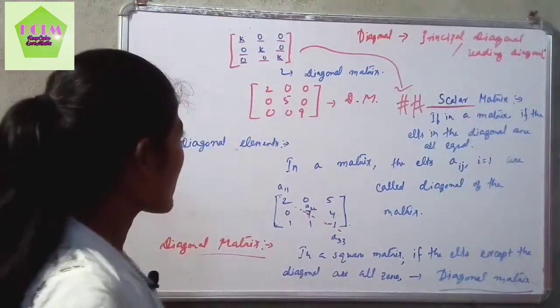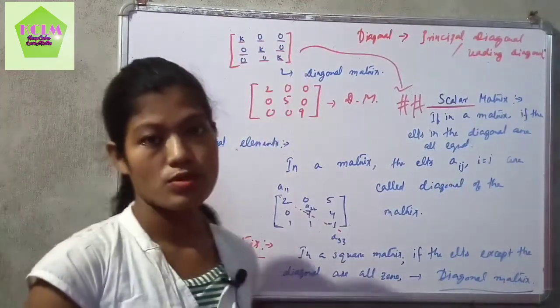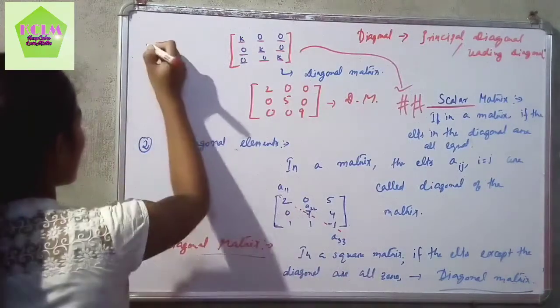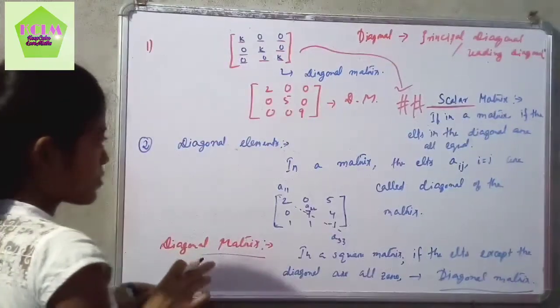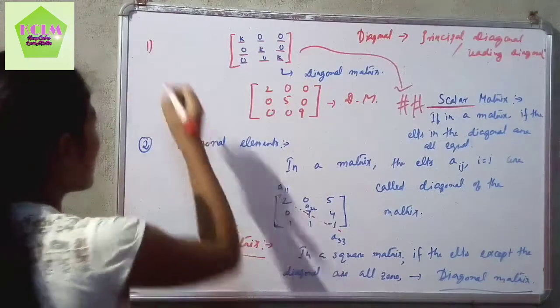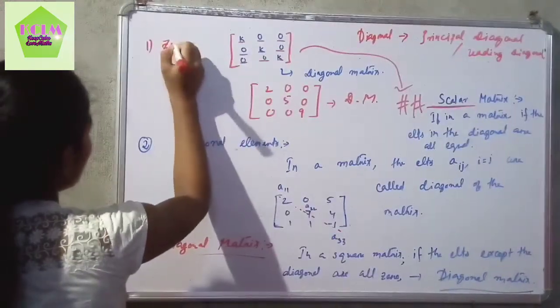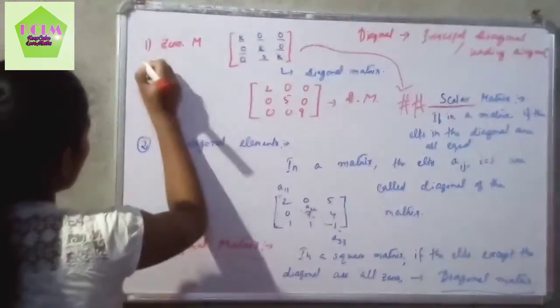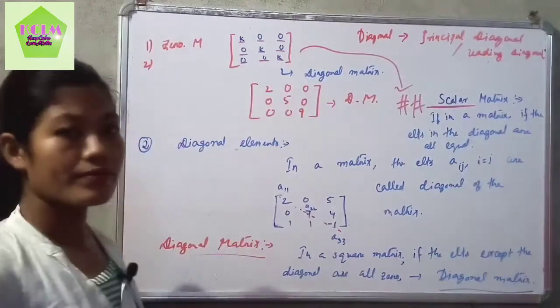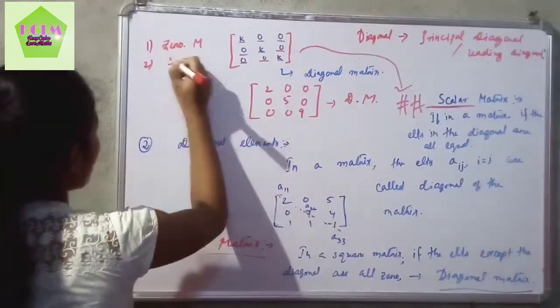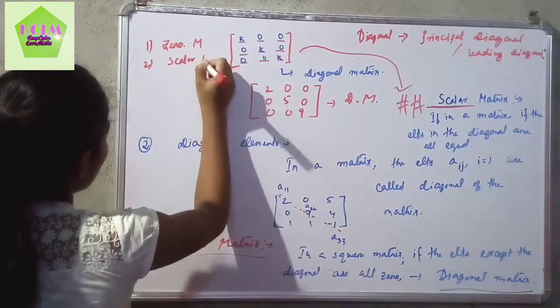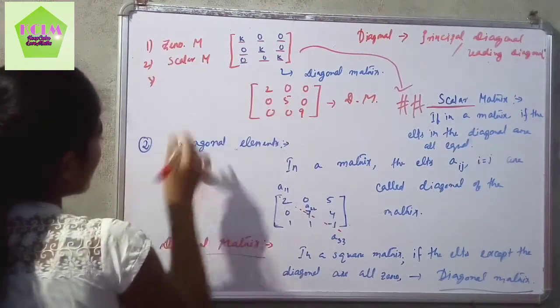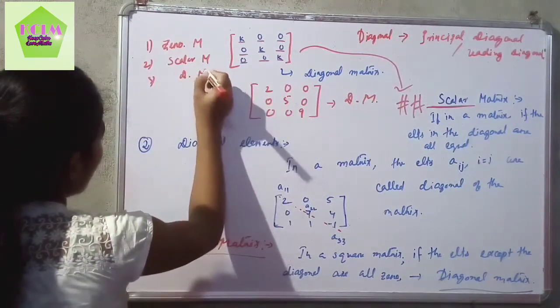So how many types of matrices do we have? Today, first of all, we have learned zero matrix. Secondly, we have discussed scalar matrix, and the third one is diagonal matrix, right?